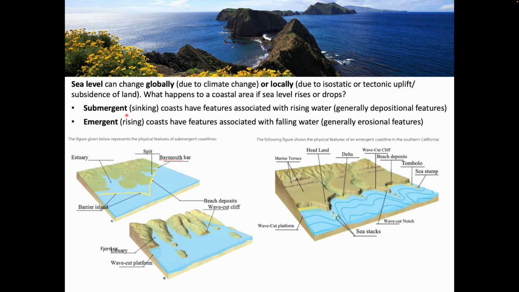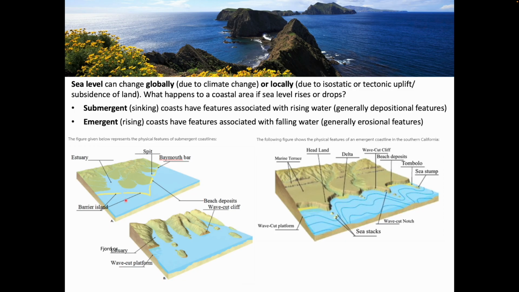A submergent or sinking coastline has features associated with rising water. Generally, these are depositional features. An emergent or rising coastline will have features associated with falling water. Generally, these are erosional features.